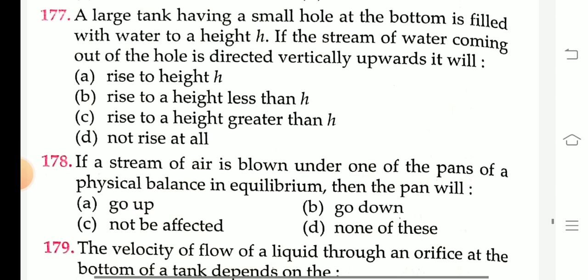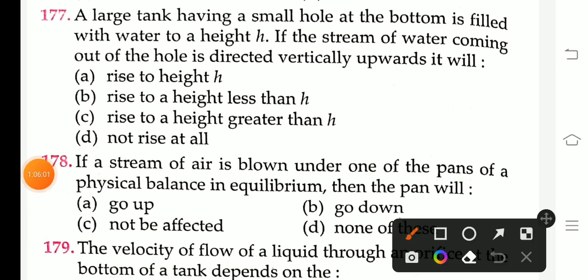A large tank having a small hole at the bottom is filled with water to a height h. If the stream of water coming out of the hole is directed vertically upwards, it will rise to height h. If a stream of air is blown under one of the pans of a physical balance in equilibrium, then the pan will go down.